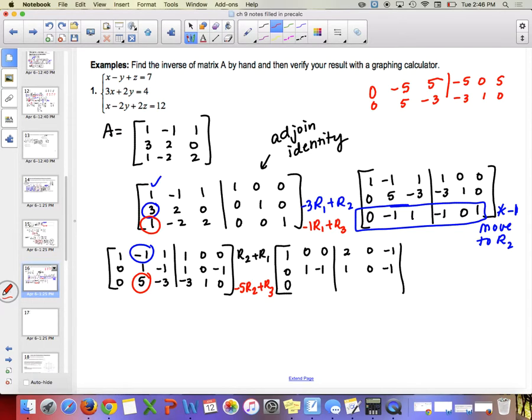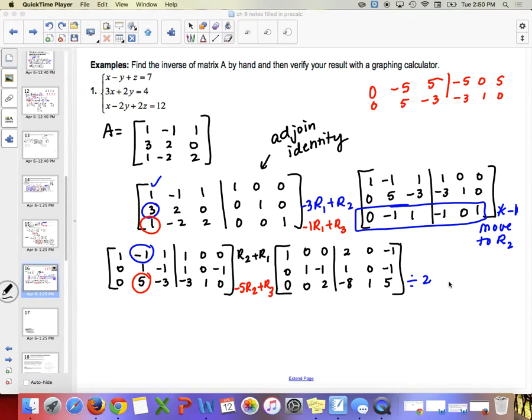So our result is going to be 0, 0, 2, negative 8, 1, 5. Still good? Next step. So we got the 1, 0, 0. Next step is to get this to be a 1, right? So if we get that to be a 1, very easy. I just divide that whole row by 2.